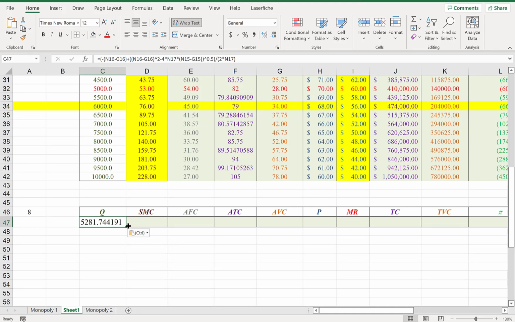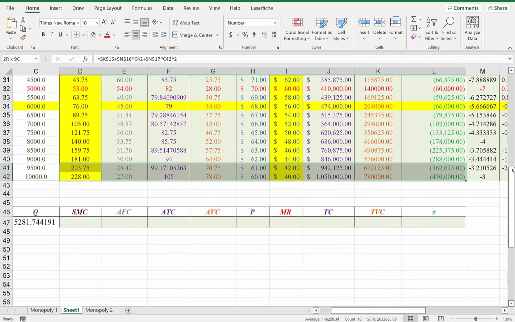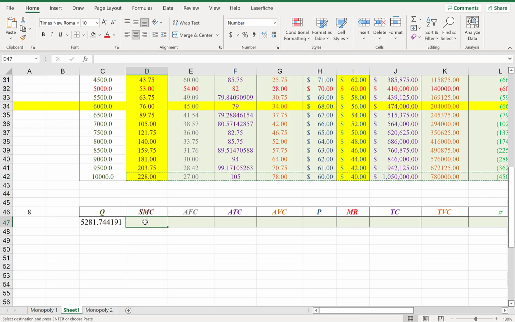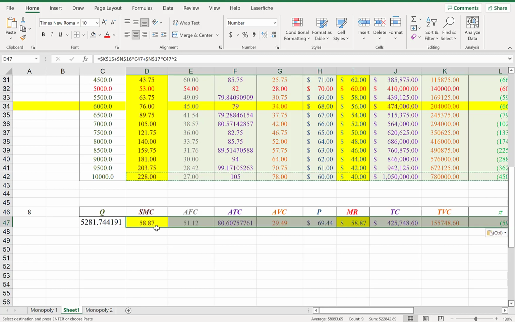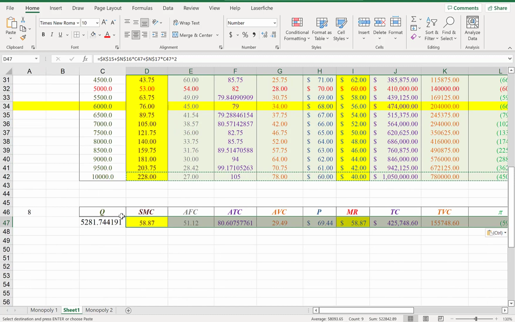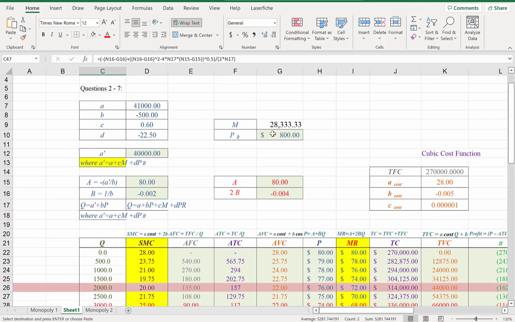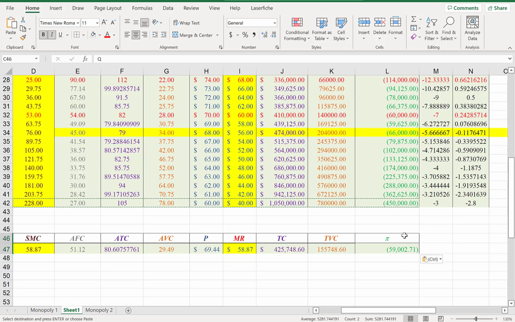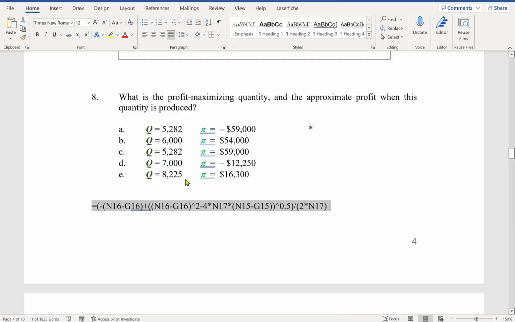So your optimal level of quantity is 5,281. If you copy all this from the upper one and paste it here, it's going to grab this quantity. So you generated the values for this example exactly for the optimal level, now that the income level has gone down. So you should be producing 5,281 units and your total profit will be 59,000. So right here, folks, this is the correct answer.